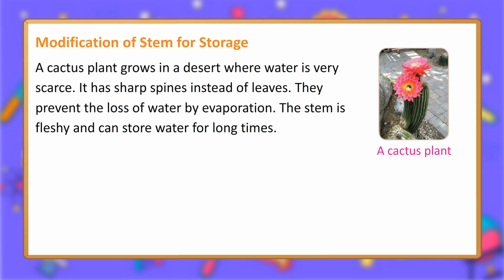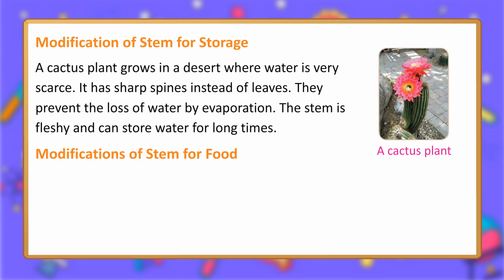A cactus plant grows in a desert where water is very scarce. It has sharp spines instead of leaves. They prevent the loss of water by evaporation. The stem is fleshy and can store water for long times.